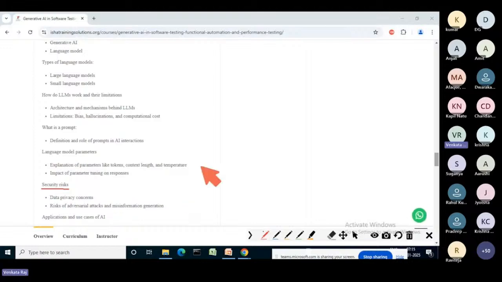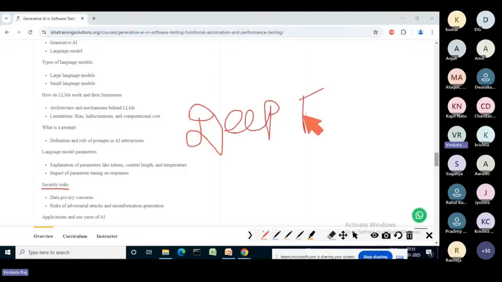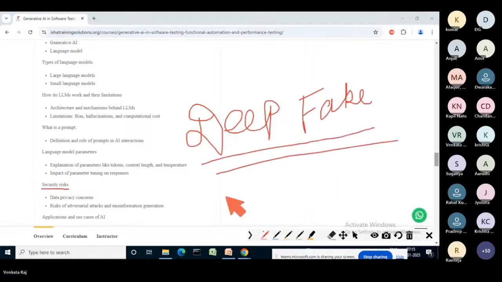You all must have heard a term nowadays, right? Deep fake. Have you all heard about it? You all can unmute yourselves and respond. Have you all heard about this deep fake? No. No. No. Okay.